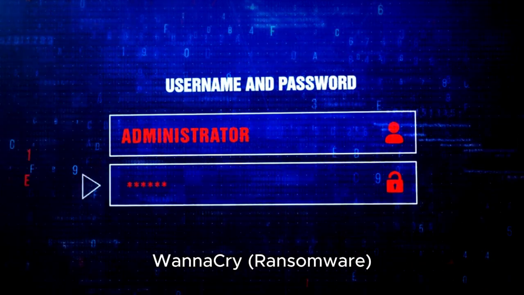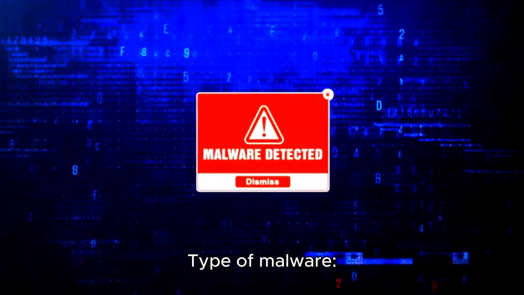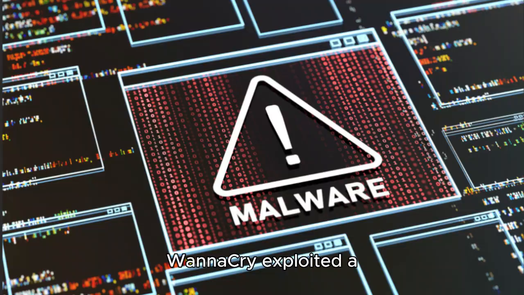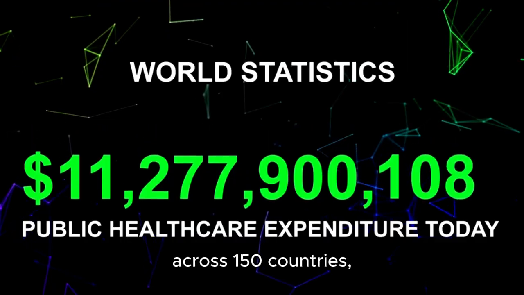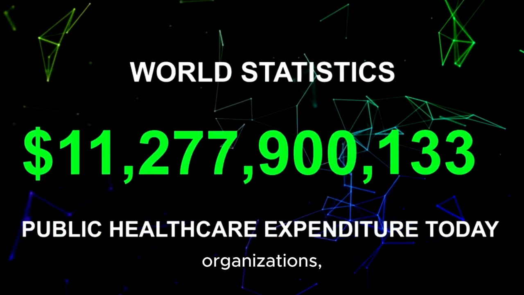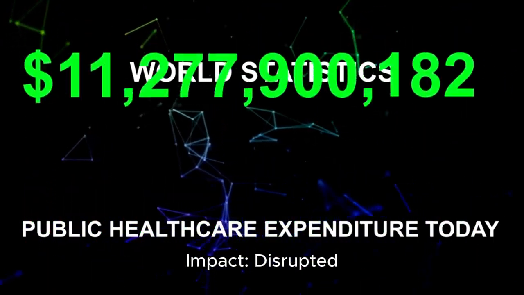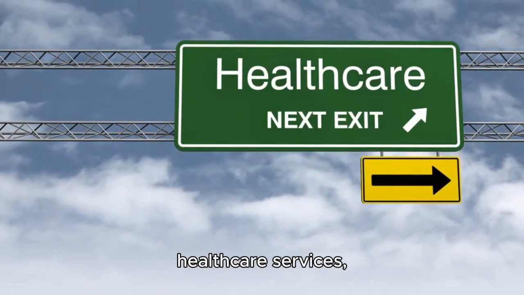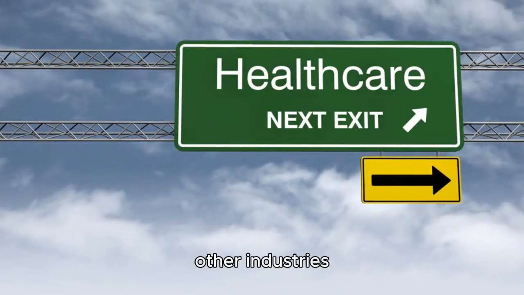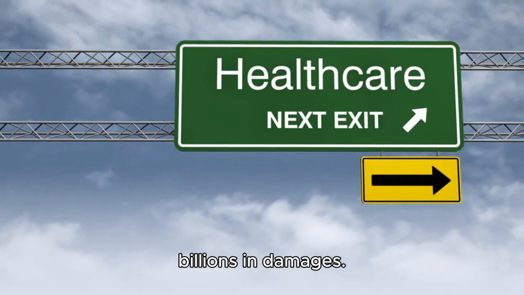Example number 1. WannaCry ransomware. Type of malware: ransomware. Year: 2017. WannaCry exploited a vulnerability in Windows using the EternalBlue exploit to encrypt files on infected machines, demanding ransom in Bitcoin for decryption keys. It spread rapidly across 150 countries, affecting thousands of organizations, including hospitals and large corporations. Impact: disrupted healthcare services, manufacturing, and other industries worldwide, causing billions in damages.